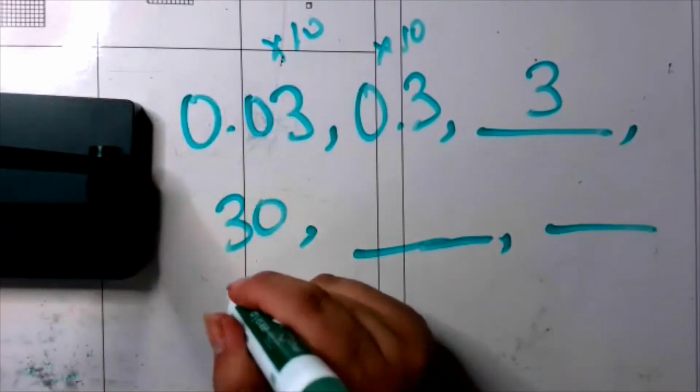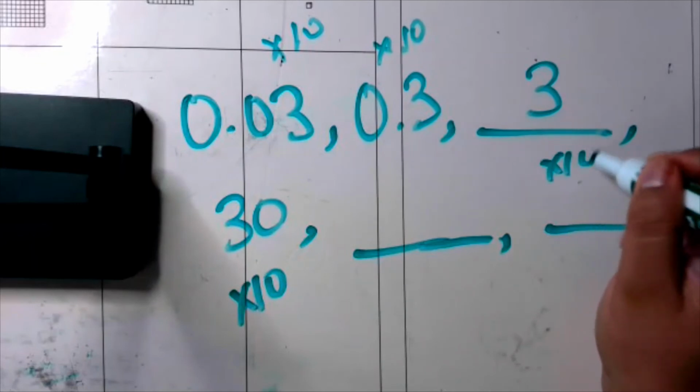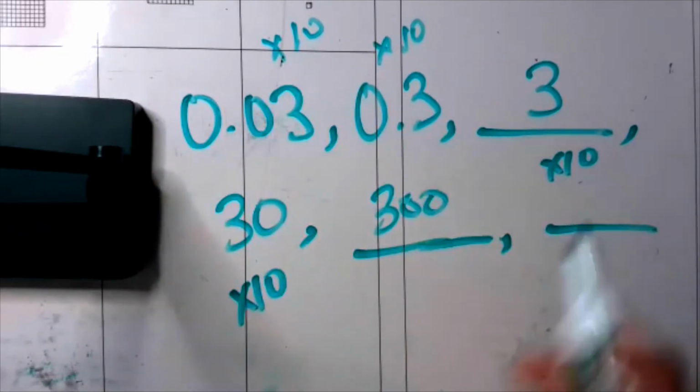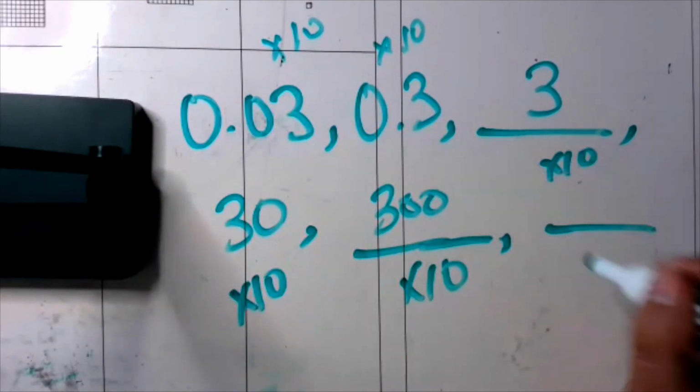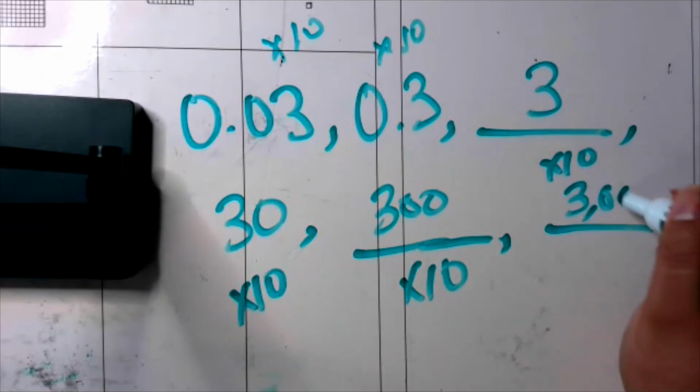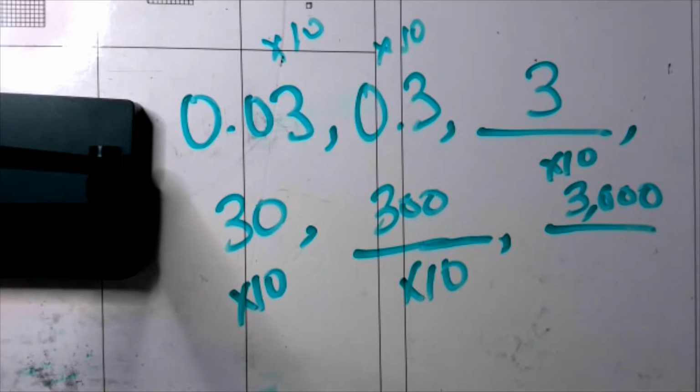30 times 10 is 300. And that is 3,000. And then we stop there. I mean, we could go on and on forever, but we are not.